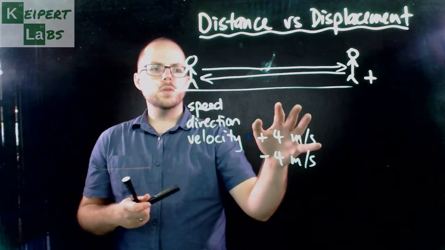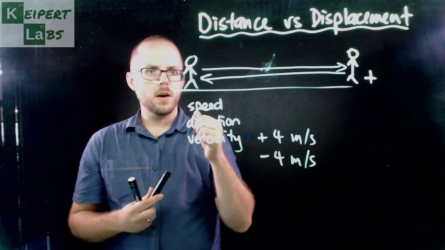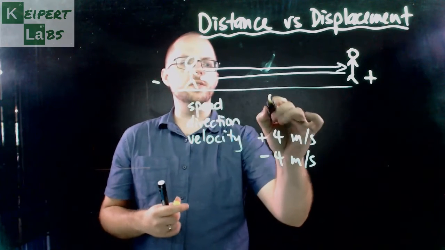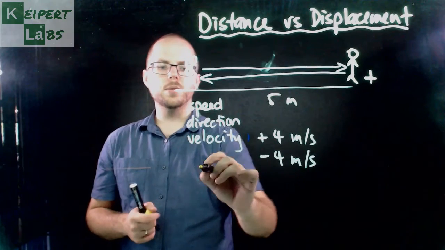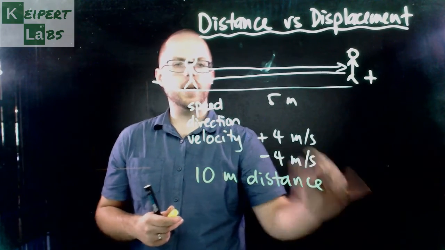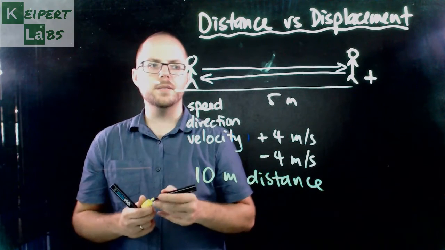But now, there's two kinds of questions here. The first is, how far has that guy gone? Let's say that from here to here is 5 meters. So he's travelled 10 meters of distance, because he travelled 5 meters over here, and then he turned around and travelled 5 meters back again.